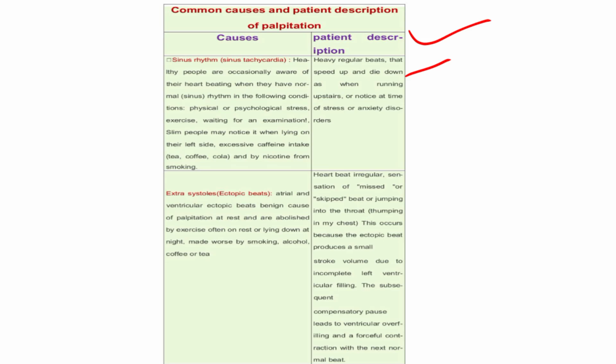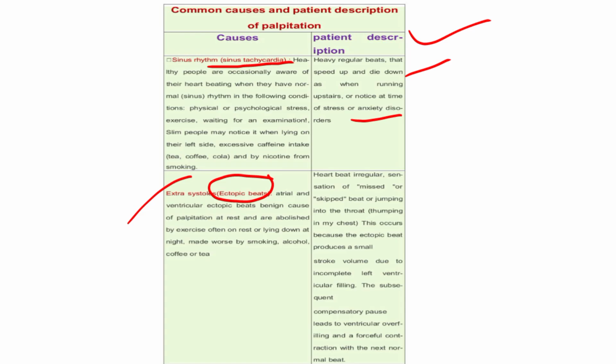upstairs, are noticed at the time of stress or anxiety. In case of extra systoles are ectopic beat. What is ectopic beat? In which there is premature beat present or there is missing in beat. Sinus tachycardia, this is the condition that comes and goes on its own.